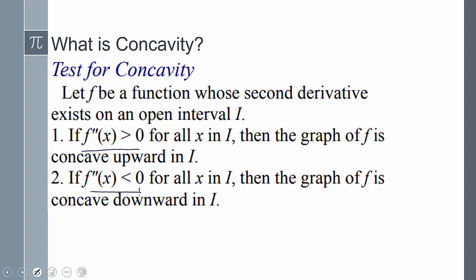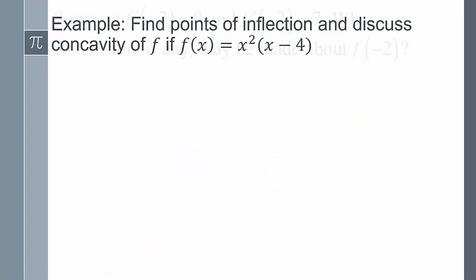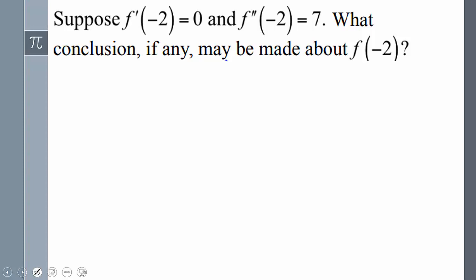Whatever it is that we plug in, if it's negative, so less than 0, it's concave downward. So we're going to use those to help us here in determining this. Immediately, because I know that with my second derivative, when I plugged in negative 2, it gave me a positive value, I can assume that it's going to be concave upward.